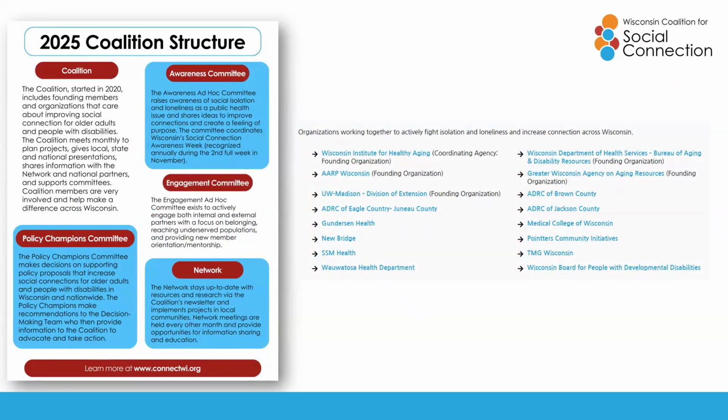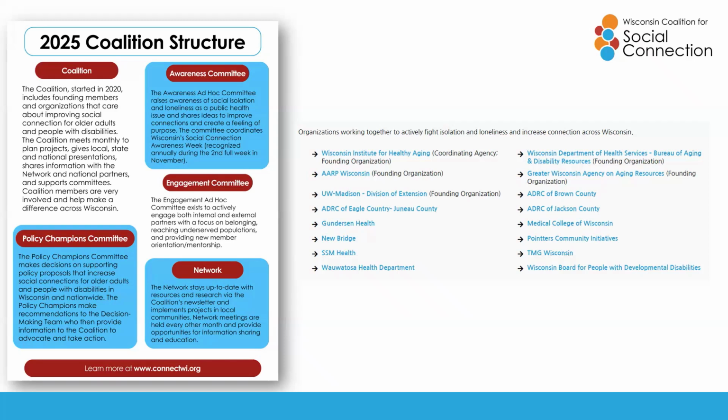As with any coalition, our work has ebbed and flowed over the last few years due to funding, staff changes, and shifting priorities. Initially, we had ongoing work groups that focused on the coalition goals of raising awareness, access and detection, research, policy, and equity. We currently have 2 ad hoc committees: the Awareness Committee, which focuses on efforts that raise awareness on social isolation and loneliness as a public health concern.